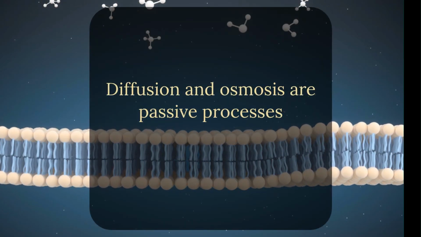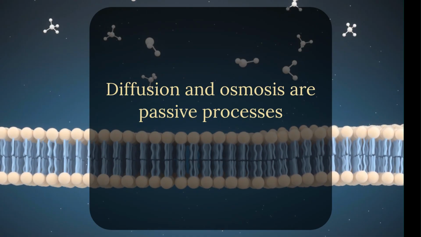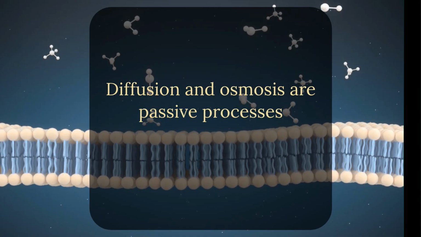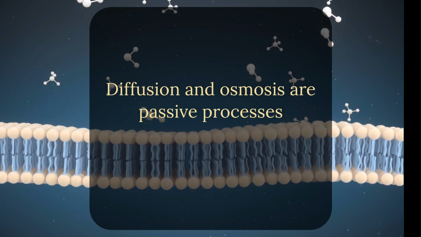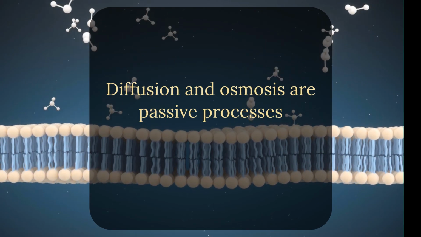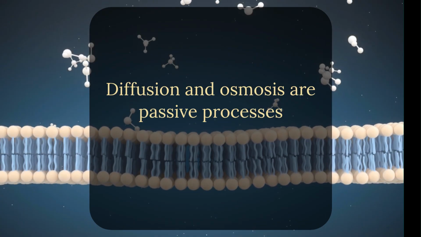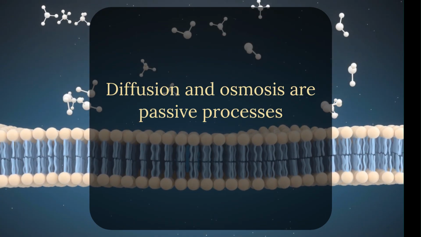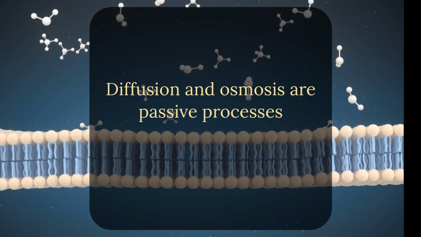Diffusion and osmosis are passive processes. Facilitated diffusion uses proteins but no energy. Active transport requires energy and direction control. Each process moves different substances. Understanding these differences is crucial for biology.